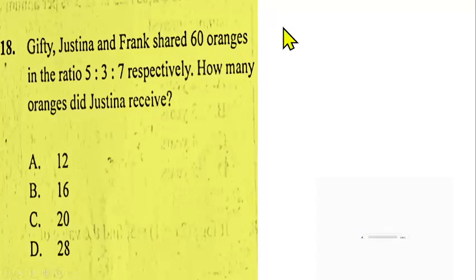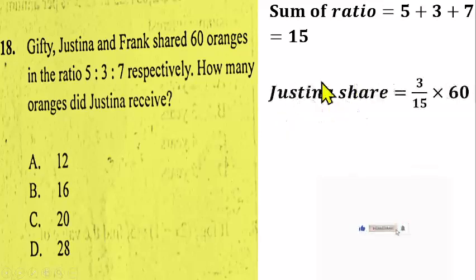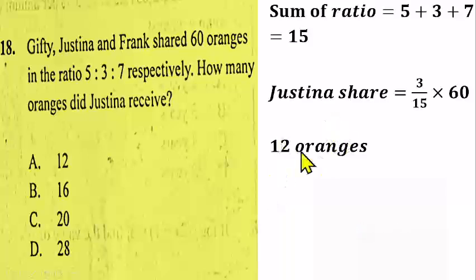If you remember this very well, all you need to do is to add the ratios together. So you have the sum of the ratio, which gives us 15. Which of this ratio belongs to Justina? Justina is the second one, which is the 3. So Justina's share will be 3 over the total ratio multiplied by the number of oranges shared. If you simplify that, 15 into 60 gives us 4. 4 times 3 gives us 12. So Justina has 12 oranges, which is option A.